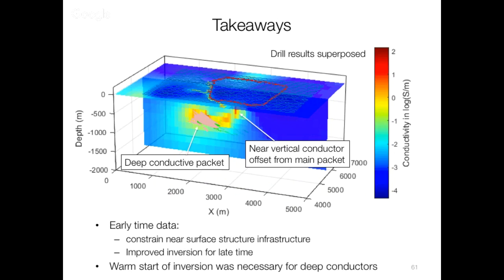So I think there's a couple of takeaways here. One is that the early time data actually constrain information about what's going on in the near surface, and it definitely improved the inversion for the late time. And that in some cases, a warm start is actually beneficial or negative.